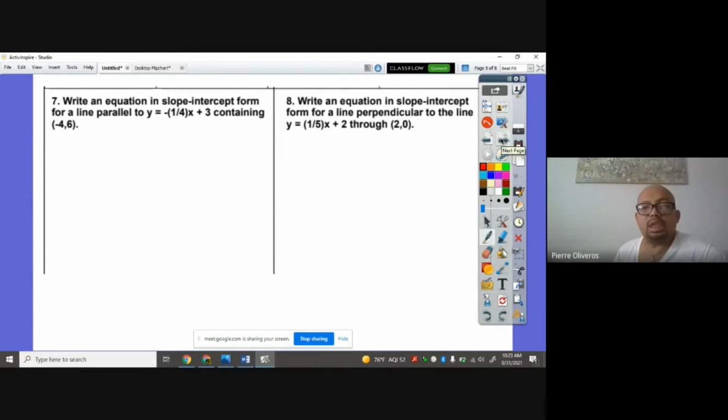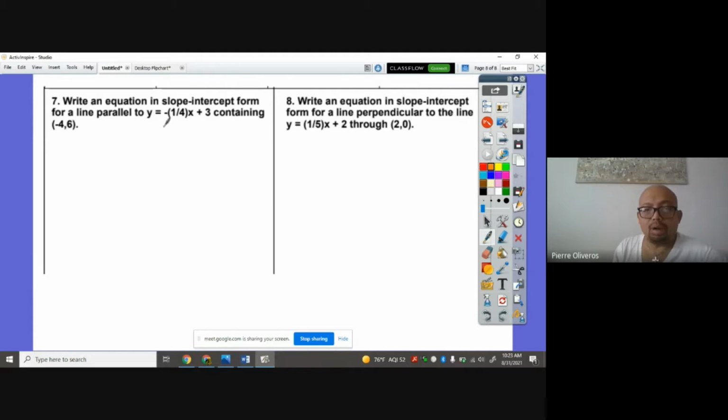So let's try this example. Write an equation in slope intercept form for a line parallel to y equals negative 1/4 x plus 3 containing negative 4, 6. Okay, let's analyze the problem. You're being asked to write an equation in slope intercept form, y equals mx plus b. And number 2, it has to be parallel to the equation y equals negative 1/4 x plus 3. So that means if they're parallel, they need to have the same slope, and it should contain the point negative 4, 6. That's three concepts in one problem.